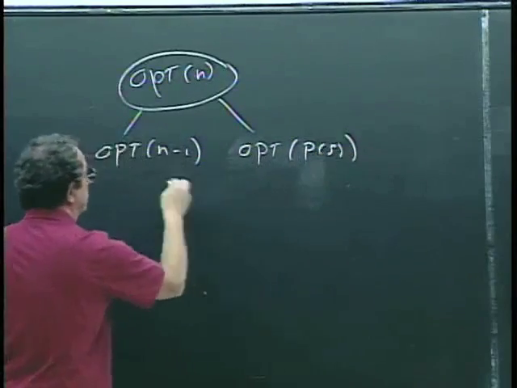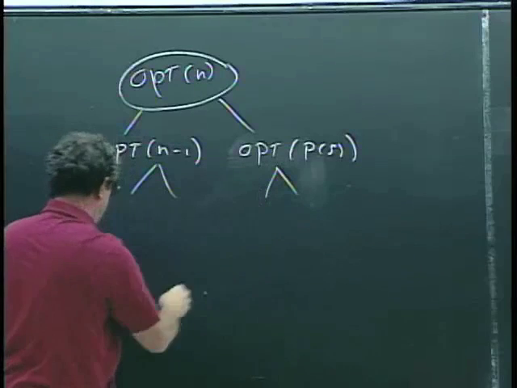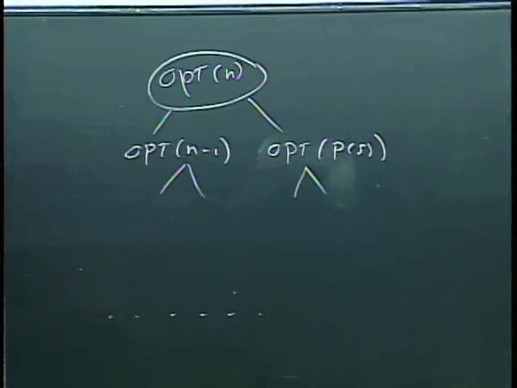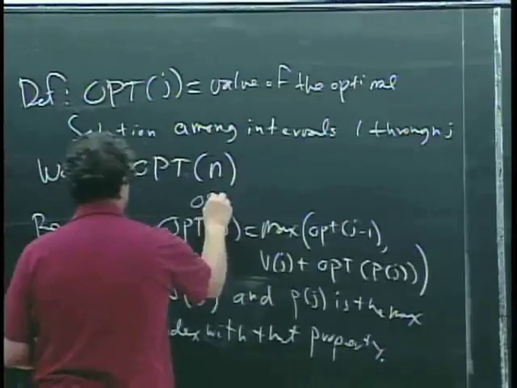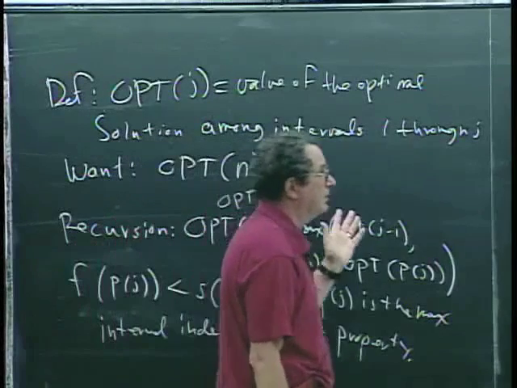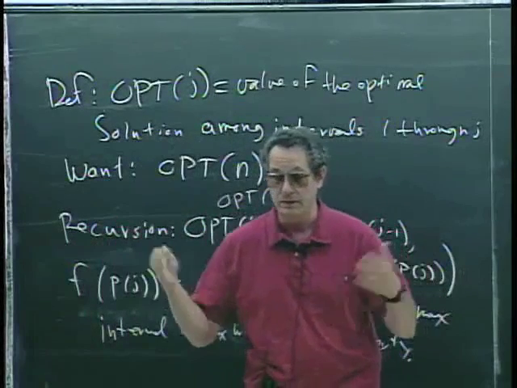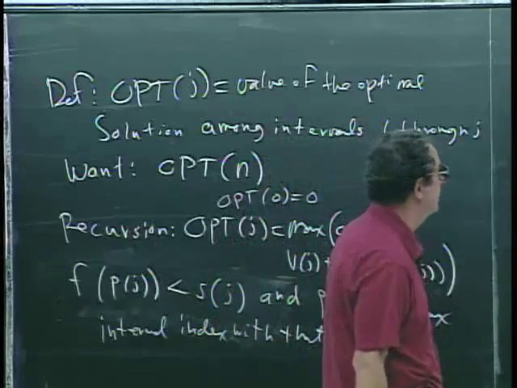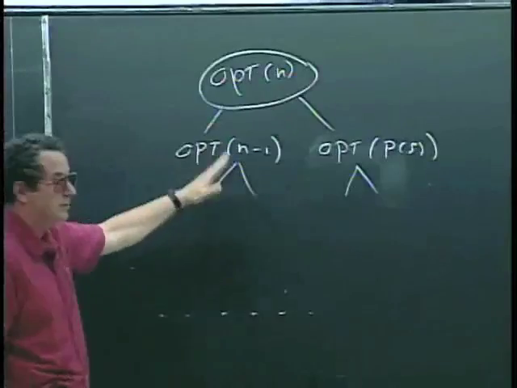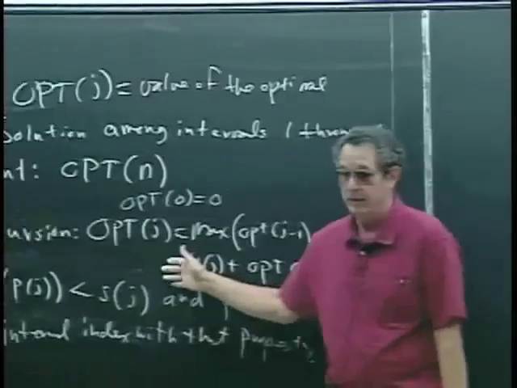And then each of these recursive calls calls further, and finally we get down to the base case, which I didn't write up: opt of 0 is 0. If you have nothing to schedule, no intervals at all, then the best thing you can do is 0. So this is what the tree of recursive calls would look like if you just programmed this up as a recursive program.